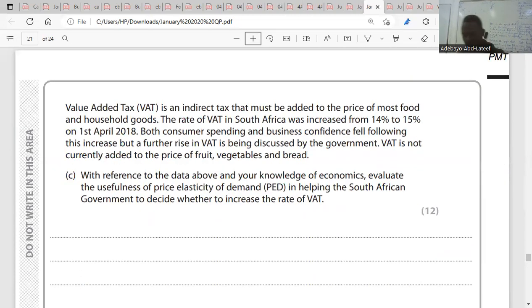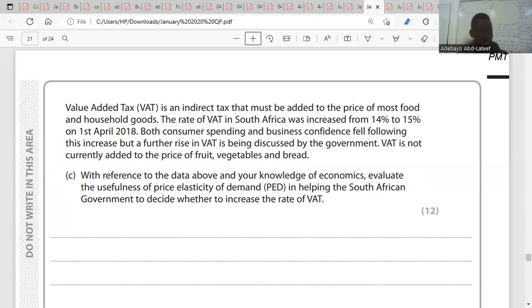Yeah, value-added tax, VAT. They said VAT is an indirect tax. And what is an indirect tax? An indirect tax is the taxes we pay on consumption. Taxes paid on consumption is what we call an indirect tax. An example of an indirect tax is the value-added tax.